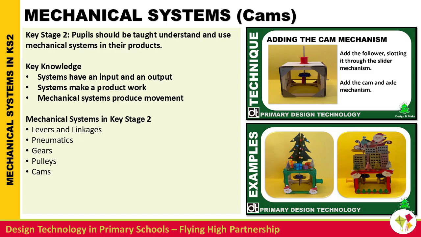In the example on screen, children design and make an automaton model which moves when the handle is turned. Children decide the type of linear movement that is needed and create a cam mechanism that produces this movement. The automaton on screen has a Christmas theme but can be easily adapted to suit many different themes.